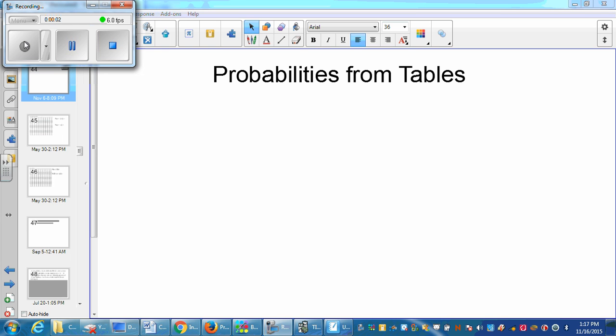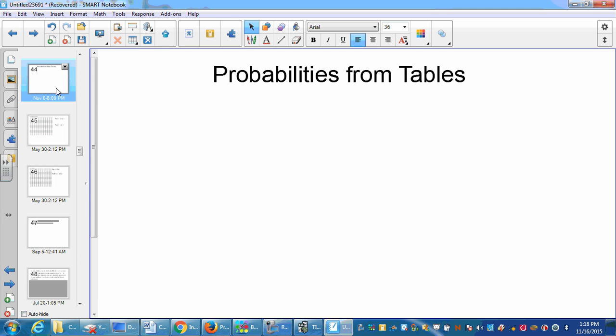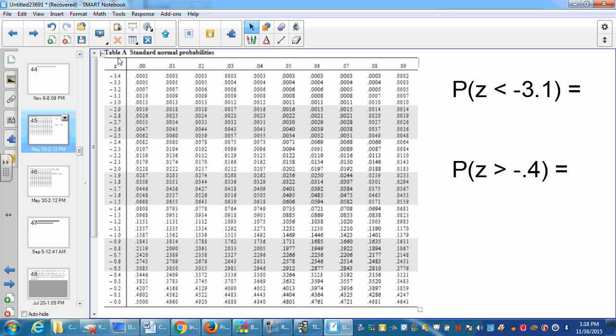Hello, today we're going to be looking at probabilities from tables. So we're going to find the normal probabilities when they don't land exactly at certain standard deviations. Now here's the standard normal table. Your z-score is on the left-hand side, and if it goes past the one decimal place, you go over here.